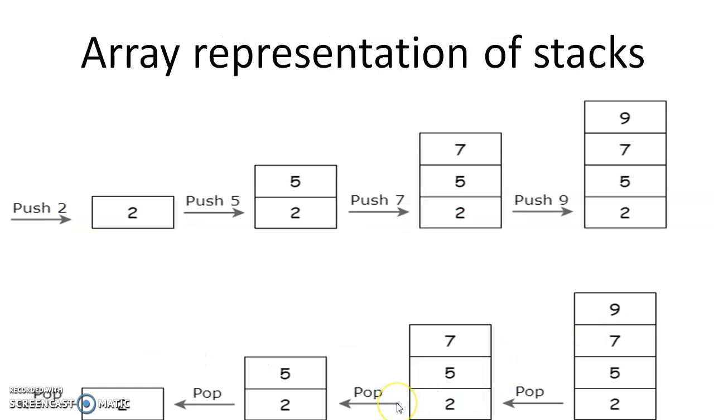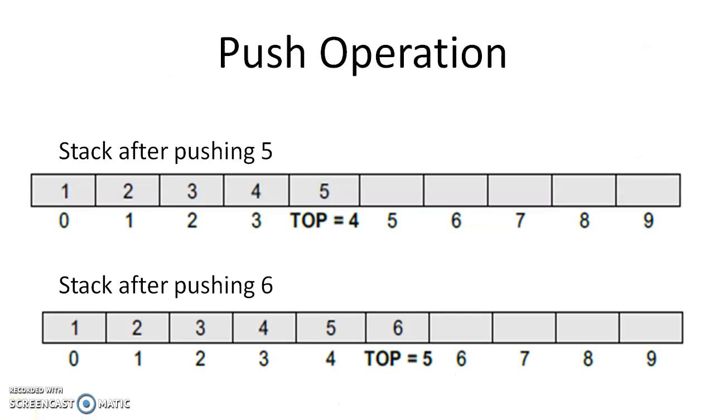And once again, when I am implementing the pop operation, the element at the top is removed, that is 7. And when we are implementing the pop operation, the element at the top, 5, is removed. And when we are implementing the pop operation on this one, the only element that is present will be removed, and the top will be at -1. Initially the top is at -1. After removal of all the elements, once again the top will be at -1.